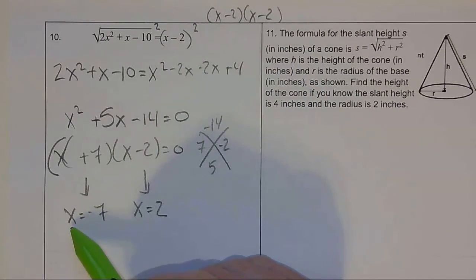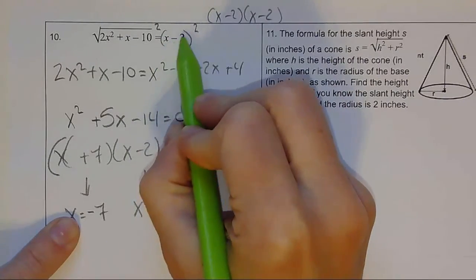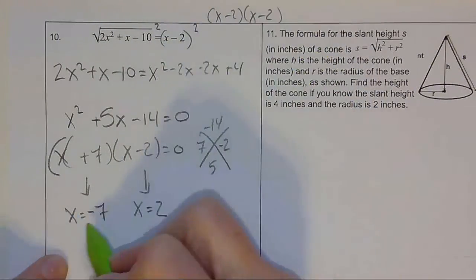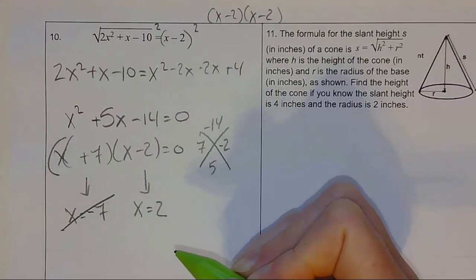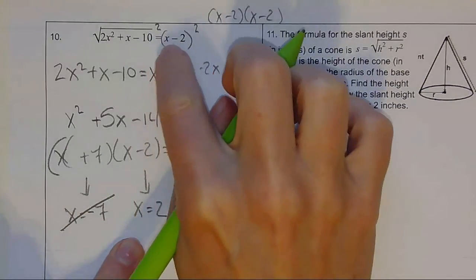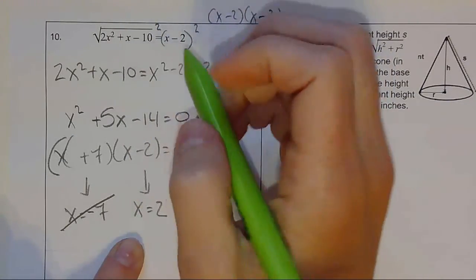But I can just see it's not going to work because if I plug in a negative 7, minus 2 is negative 9. There's no way anything is going to be equal to a negative 9. There's no way this answer is correct, guaranteed. Okay, but this one could also be incorrect. I don't know. So plugging in a 2, 2 minus 2 is 0. Okay, you can have a square root equal to 0, so let's check it out.